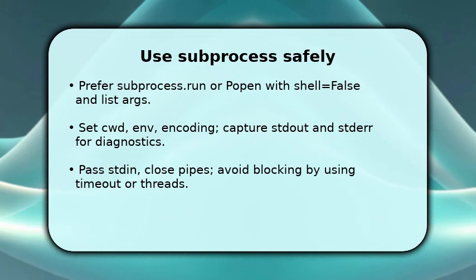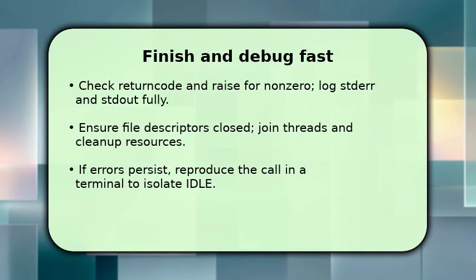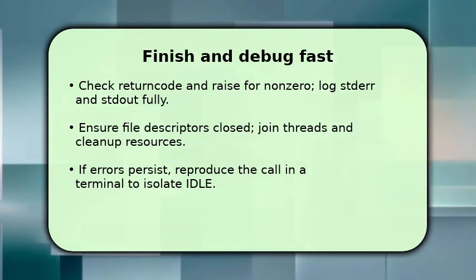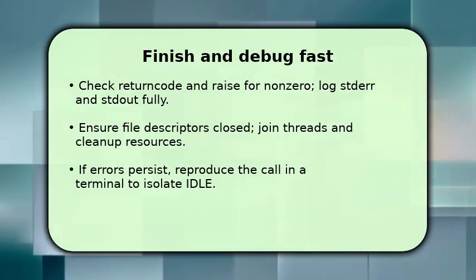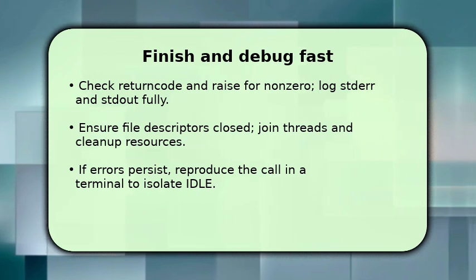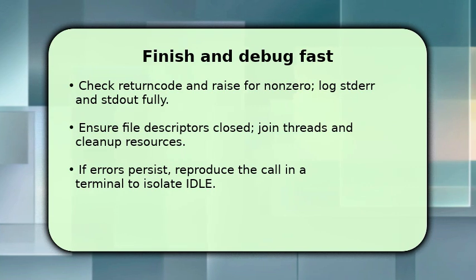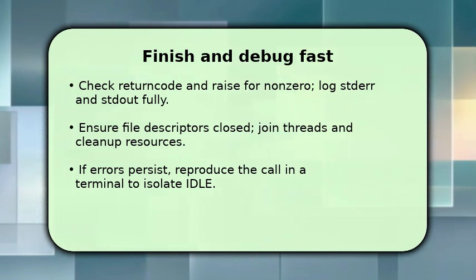You finish by validating results and cleaning up. Examine the process return code and inspect the captured stderr and stdout. Raise exceptions when return codes indicate failure. Make sure you close file descriptors, terminate processes when needed, and join any helper threads so resources are released.